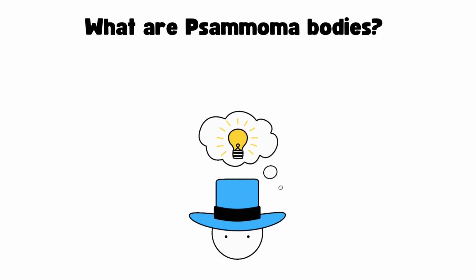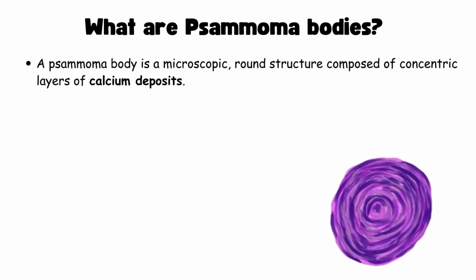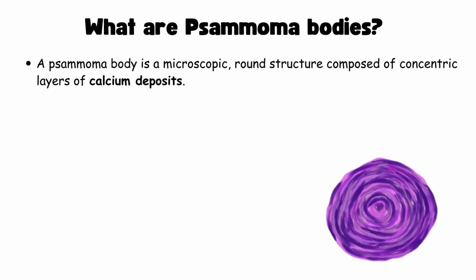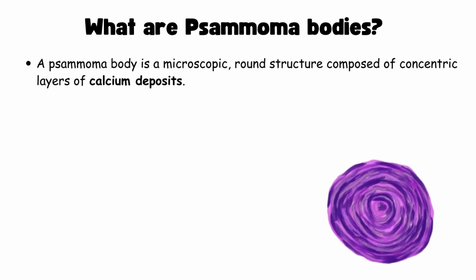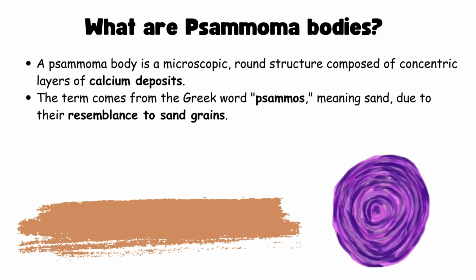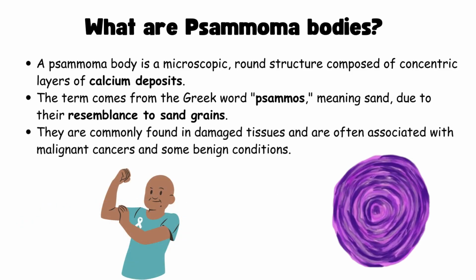What are Psammoma bodies? A Psammoma body is a microscopic, round structure made up of concentric layers of calcium deposits. The term Psammoma is derived from the Greek word psammos, meaning sand, because under the microscope, they resemble small grains of sand. Psammoma bodies are most commonly seen in damaged tissues, and while they are frequently associated with malignant cancers, they can also appear in some benign conditions.